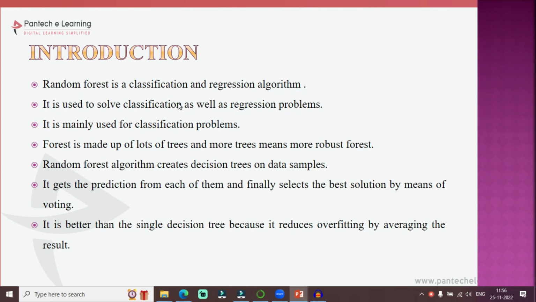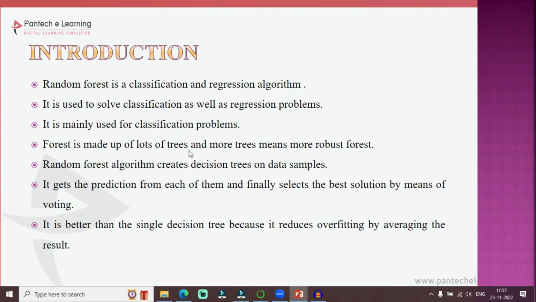So what do you mean by this random forest algorithm? Basically, it can be used to solve any type of classification as well as regression problems. That is the main use of this random forest algorithm. It is used to solve classification as well as regression problems, but it's mainly used for classification problems.